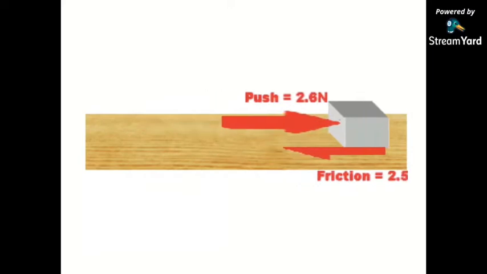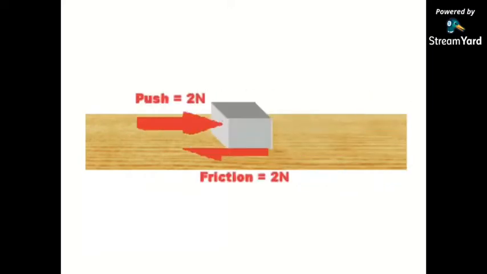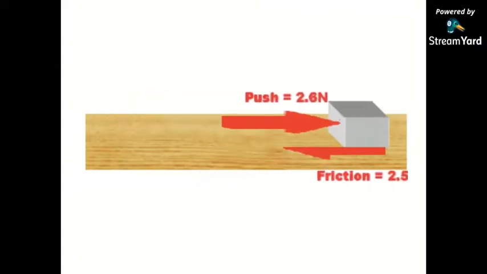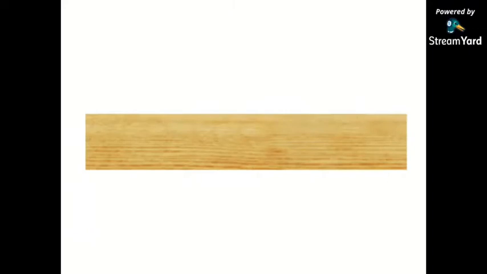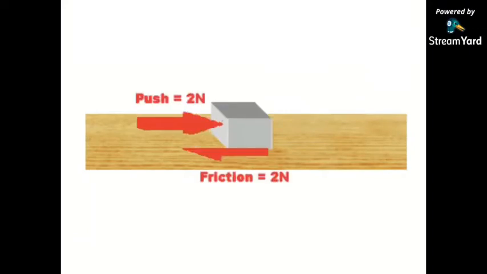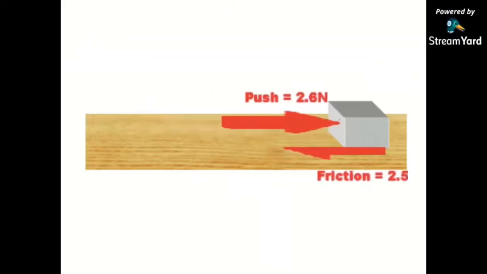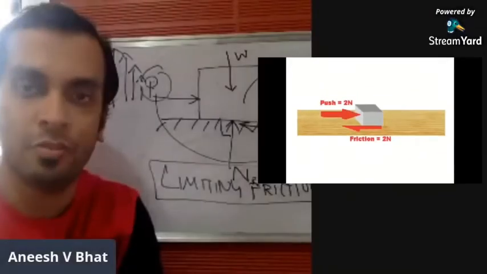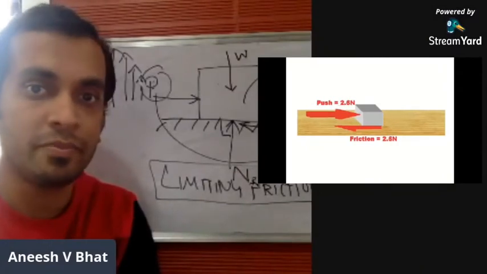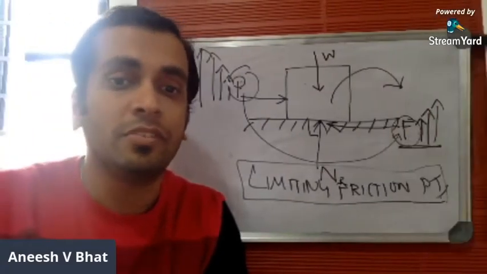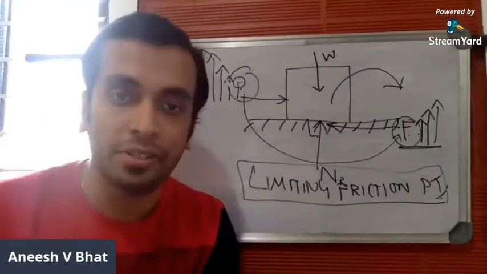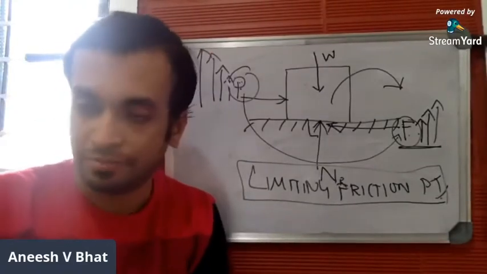So 2.5 newtons is the limiting friction point, beyond which, as you increase the external force, even though it becomes 2.6, the frictional resistance cannot become 2.6, because the external force has crossed the limiting friction point and has overtaken the frictional resistance. That's why the body starts to move. This is the concept of limiting friction point. Hope this concept is clear.